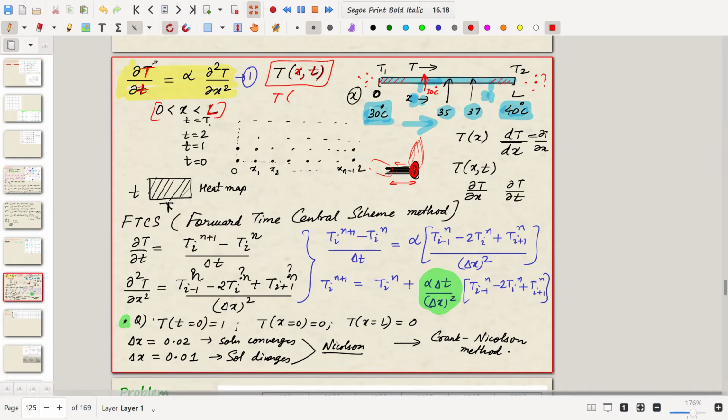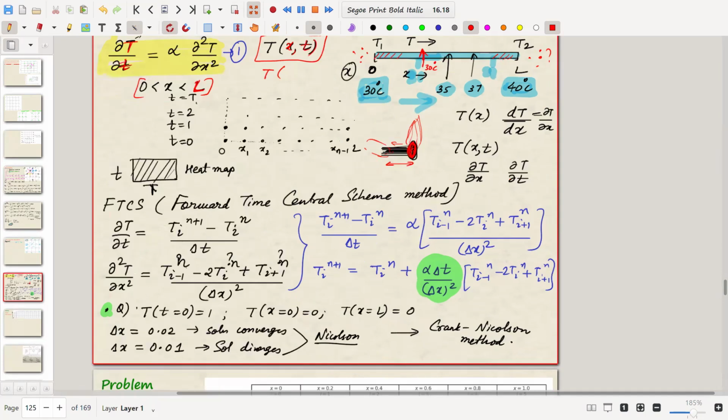I hope that is intuitive now. Our job is to find what the temperature is at which location of the beam and at what time. That is our job. How can we do that?